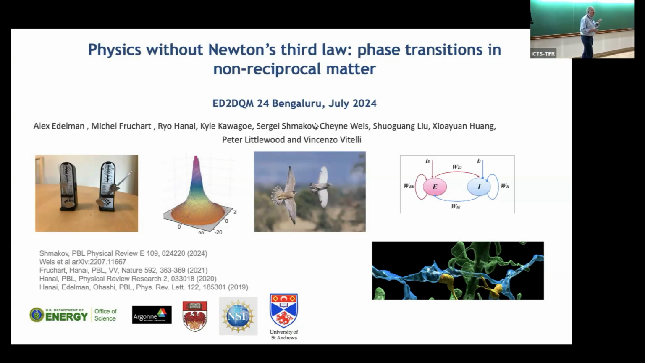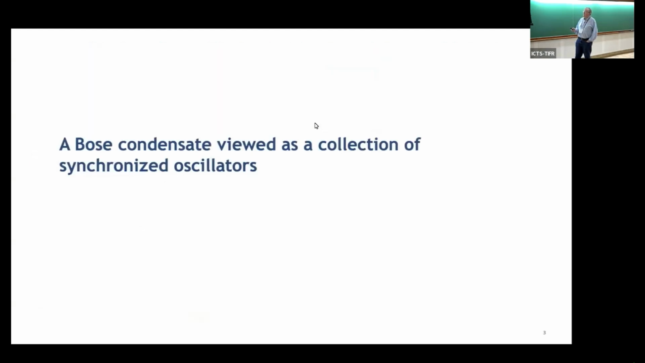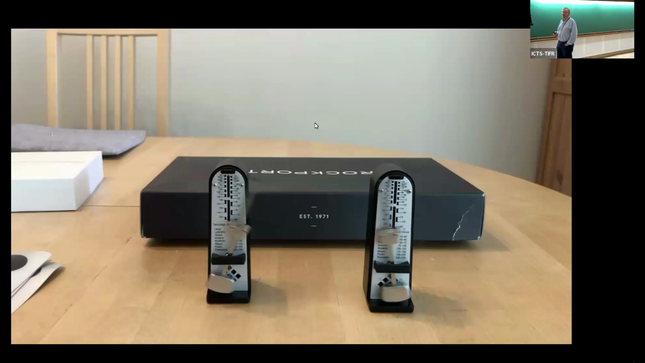And in general, what I want to point out is that you lose reciprocity when you have non-Hermitian dynamics, and I'll explain why. But I need to warm you up on the topic. And I'm going to be talking about Bose condensates made out of photons. But my view of these is a very simplified one. I think of them as synchronized oscillators.